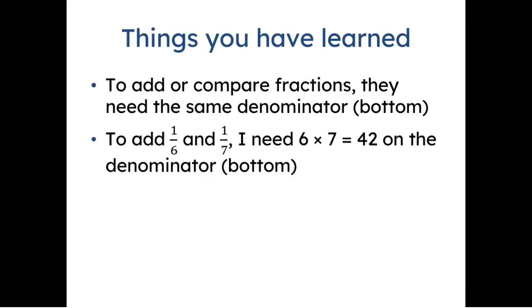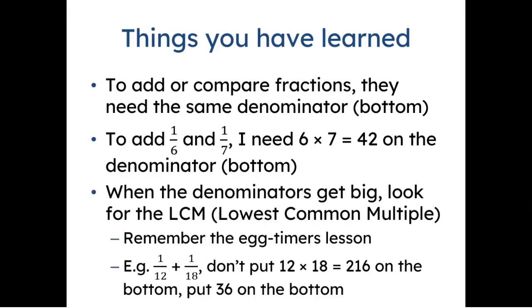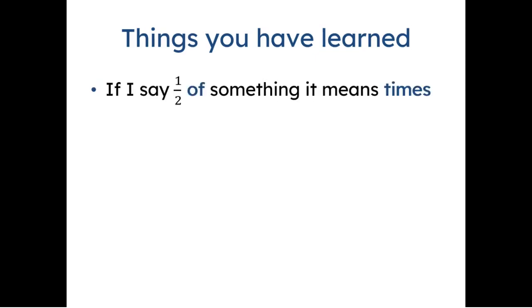This you have learned, revision. To add or compare fractions, they need the same denominator, the number on the bottom. So to add a 6th and a 7th, I need 6 times 7 is 42 on the denominator at the bottom. When the denominators get big, we need to look for the lowest common multiple. So for a half plus a 12th plus an 18th, don't put 12 times 18 is 216 on the bottom, put 36 on the bottom.